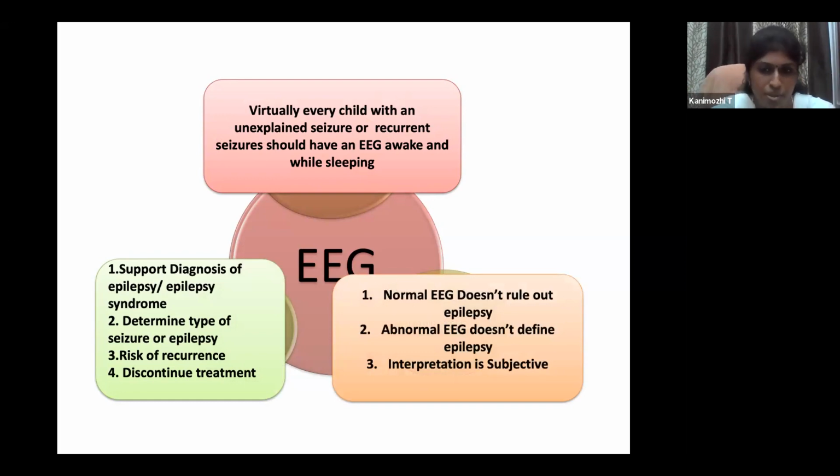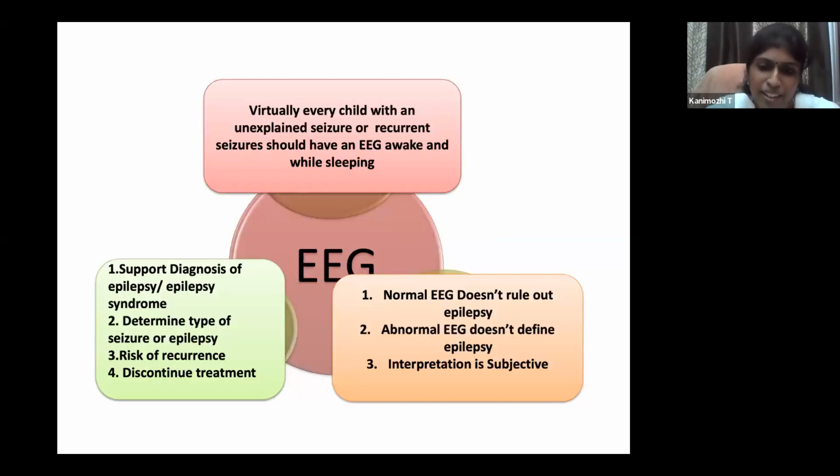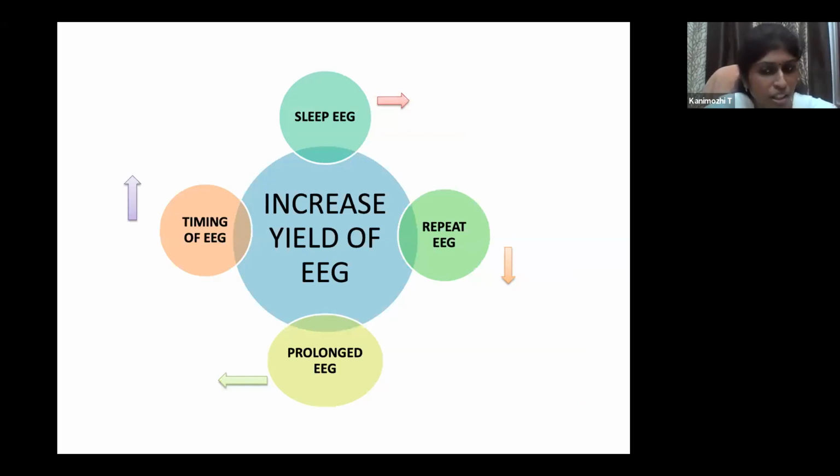Okay, so a normal EEG does not rule out epilepsy, and an abnormal EEG does not define an epilepsy, because we've seen even normal children have abnormal epileptiform discharges. So there should always be a correlation with the history and other investigations, and not just the EEG per se should make a diagnosis of epilepsy. And a very, very important last thing is that interpretation is very subjective. It depends on the skill and the experience of the person who interprets the EEG.